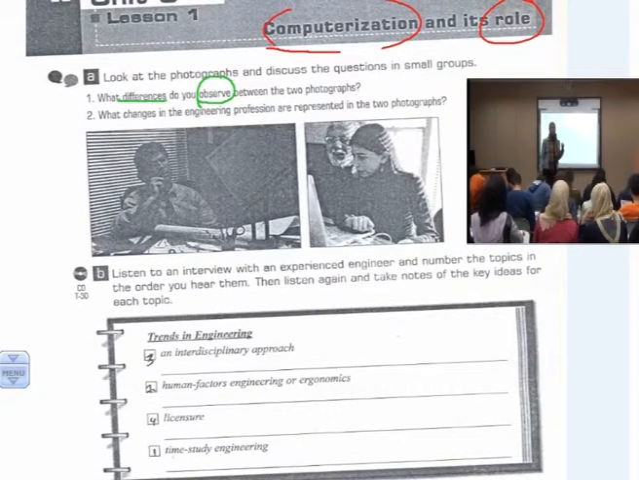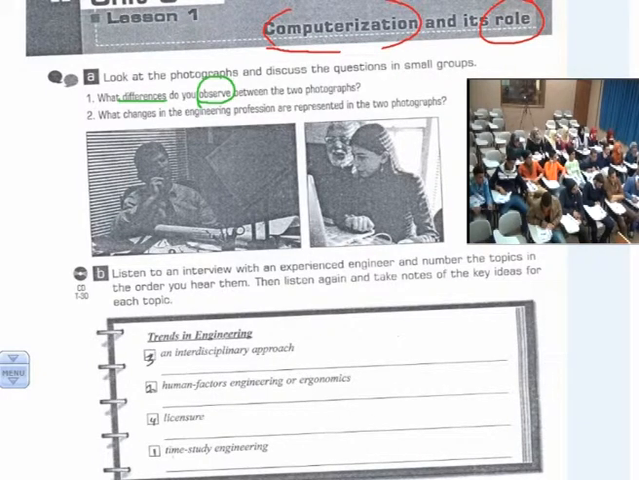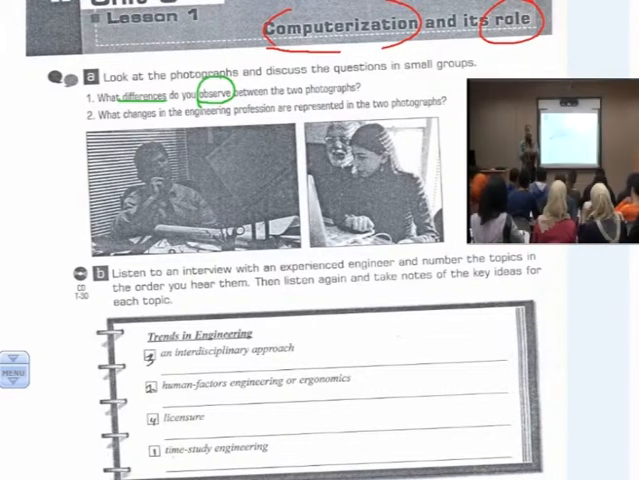Okay, let's hear from you. So what differences do you observe between the two photographs, please May? From the first photograph it's an old way of dealing with a job, it's hard to deal with. But in the second, it's computerization. It's easier to work with. Yes, okay. What else? I suppose in the first picture, you have lots of papers in front of him. And as May said, it's hard to deal with all those files around you, all the papers. And it is somehow a mess around him.